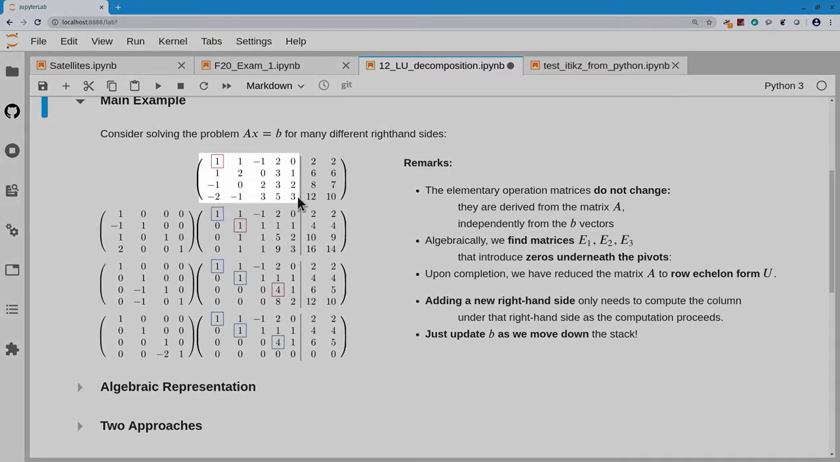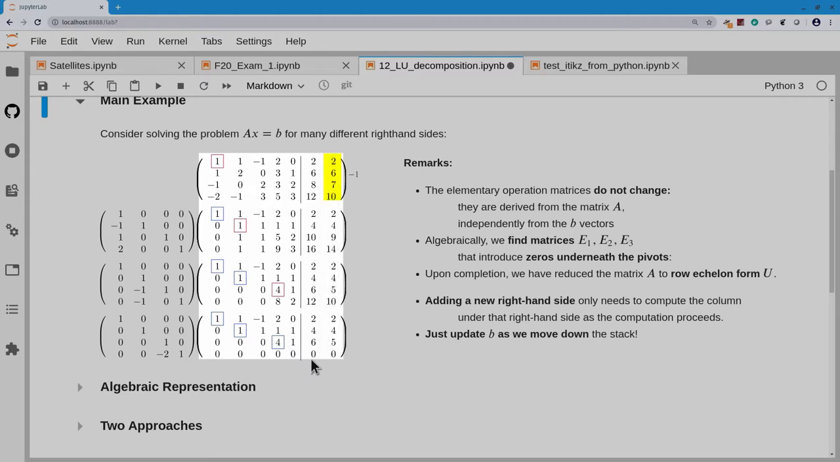Basically, we have a matrix A and we do Gaussian elimination. And when I add a vector B to try and set this up to solve AX equals B, I don't have to redo the computations for A. I just have to update what happens to the B vector as I go from the original representation of B to the final representation once I've applied all the elimination steps to that B.